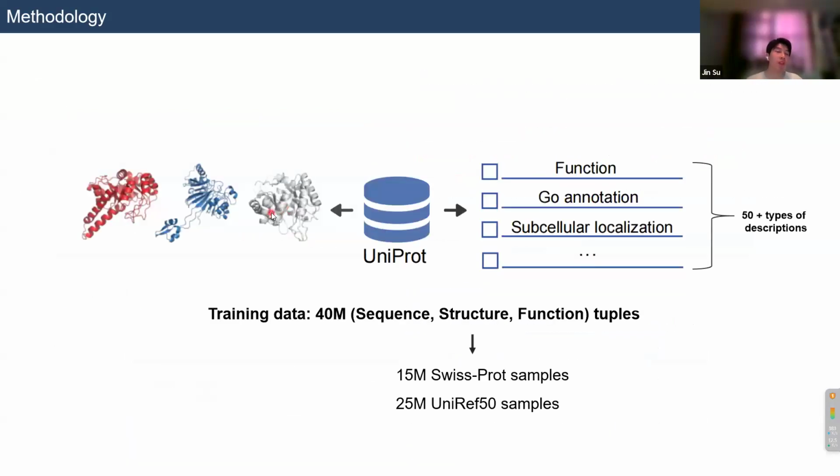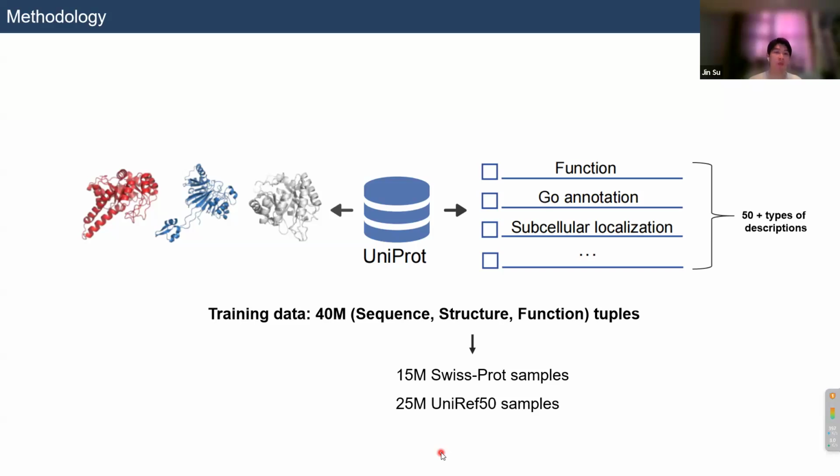So to construct our dataset, we use the SwissProt database and UniProt 50 database. The SwissProt database contains around 500,000 proteins, and they are human reviewed and reliable, while the annotations in the UniProt 50 proteins are machine annotated and not reliable.